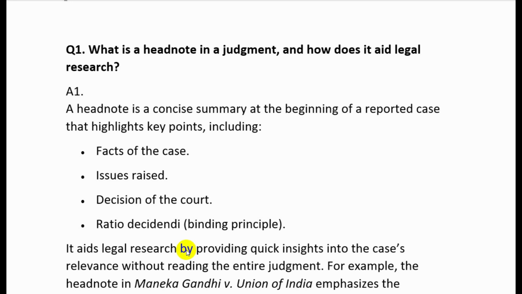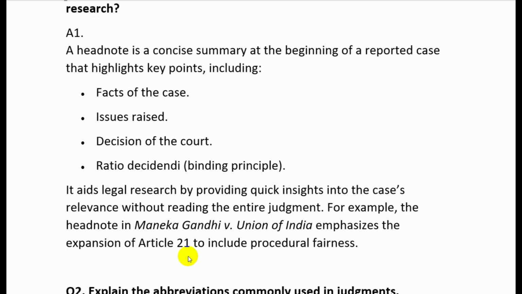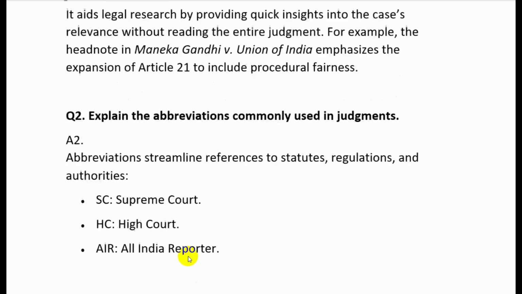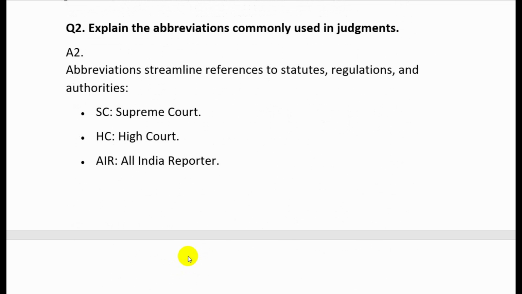For example, the head note in Maneka Gandhi versus Union of India emphasizes the expansion of Article 21 to include procedural fairness and following due process of law. So, the head note consists of facts of the case, issues raised, decision of the court, and ratio decidendi, that is the binding principle. Next, explain the abbreviations commonly used in judgments.